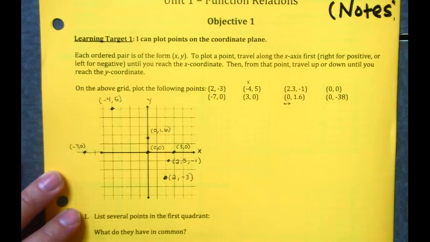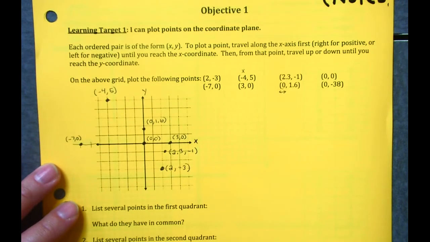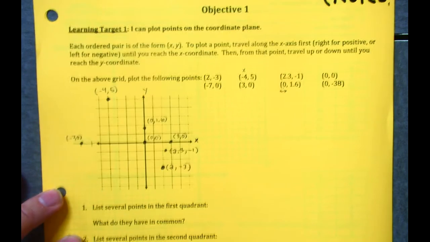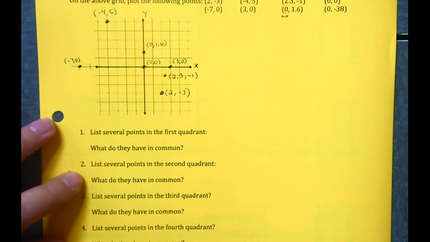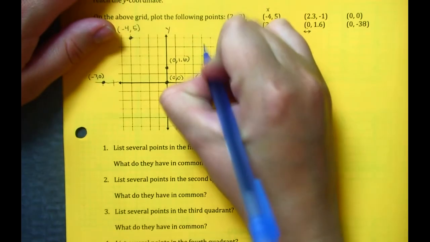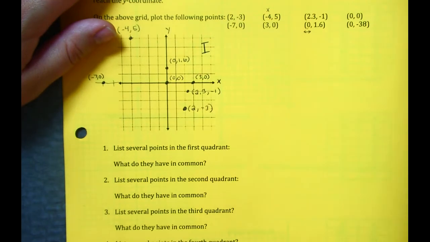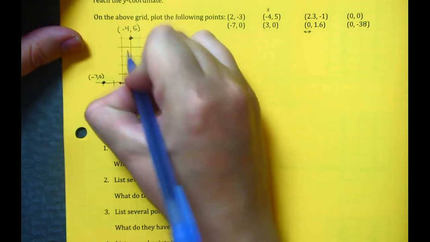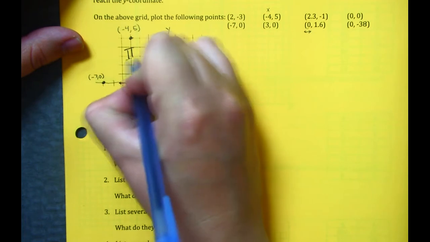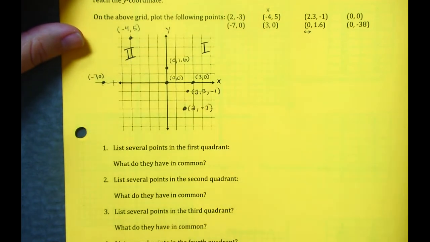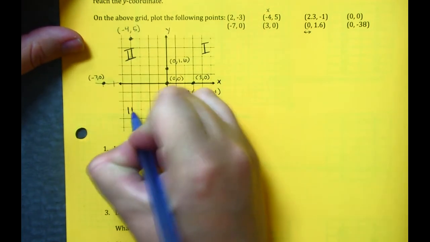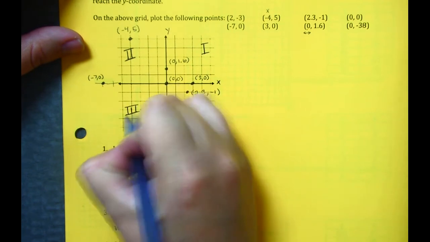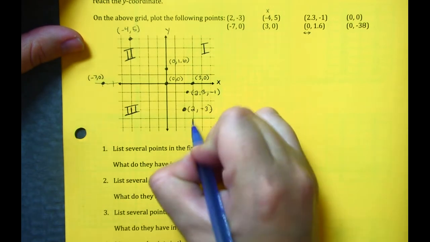Now for the second part of these notes, it says list several points in the first quadrant, several points in the second quadrant, several points in the third quadrant, and several points in the fourth quadrant. So to do this, you first need to identify which quadrants are which. This is quadrant 1. I'm going to make a Roman numeral 1. This is quadrant 2. We use Roman numerals to represent the quadrants. This is quadrant 3. And this is quadrant 4.